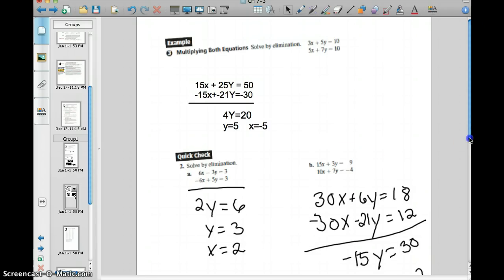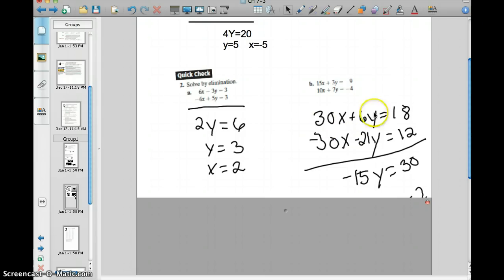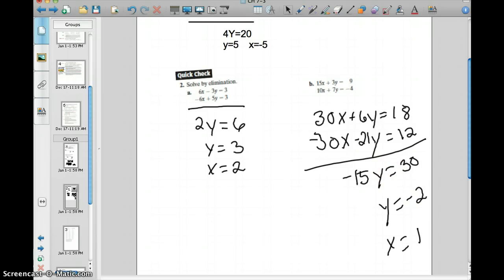Now in our second quick check example here, 2b, we have to multiply the top by 2 and the bottom by negative 3. That's what I did. Again, this is my personal preference with numbers. You could multiply and eliminate your y's. It doesn't really matter as long as one variable is eliminated. We can see here that when we add our columns down, we end up getting negative 15y equals 30, which then leaves us with y is negative 2, and then plugging that back in, we get x equals 1.